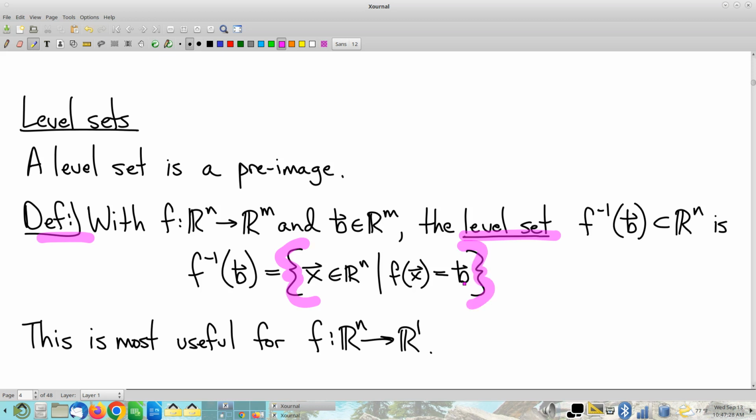A level set is the set of inputs to the function. Specifically, if you give me a particular output value B, for a given output value B, you can ask what are the inputs that land on that given output value B. So this is literally a pre-image.